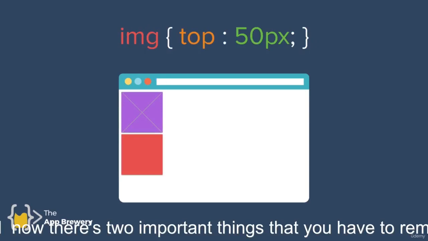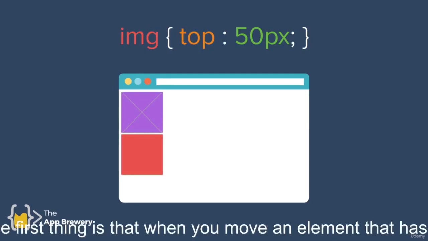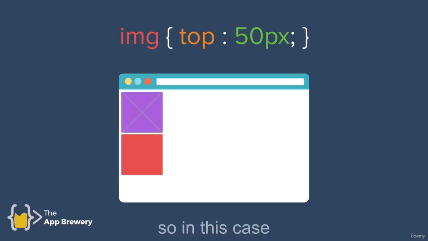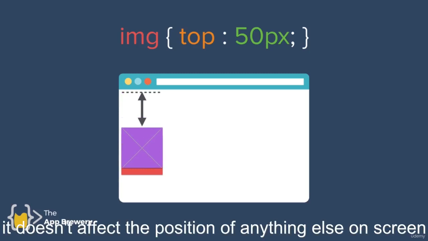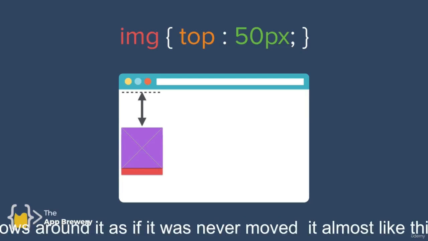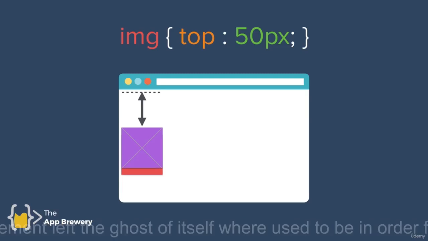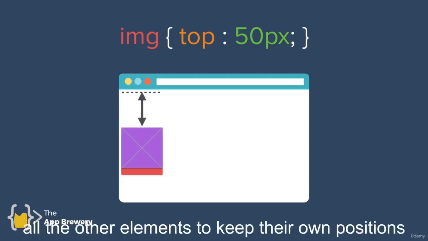Now, there's two important things that you have to remember when you're dealing with relative positioning. The first thing is that when you move an element that has a relative position, say in this case we're pushing it down by 50 pixels, it doesn't affect the position of anything else on screen. It's as if the old position was kept and everything else just flows around it as if it was never moved. It's almost like this element left the ghost of itself where it used to be in order for all the other elements to keep their own positions.